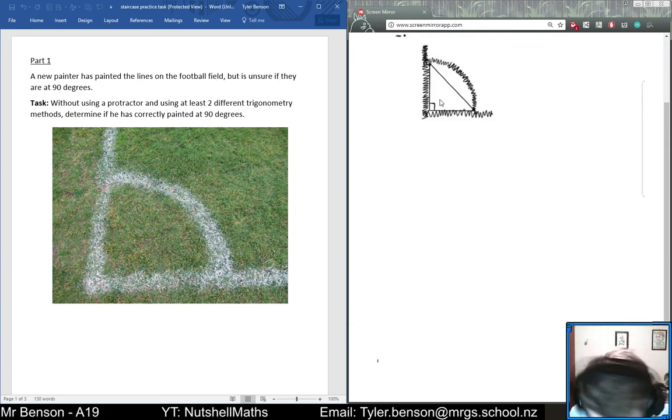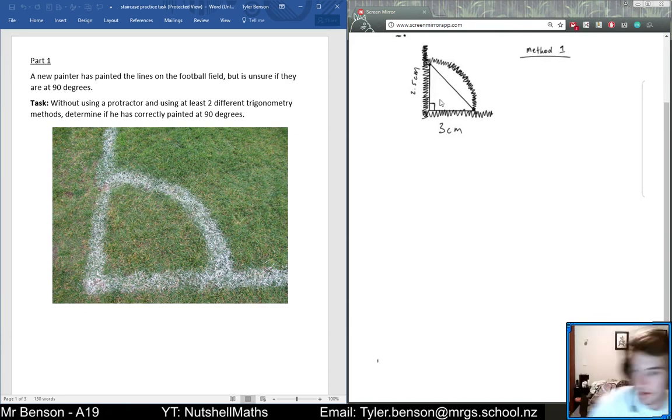I measure this one to be 2.5 centimeters. Hopefully you can see that okay. My handwriting's bad, tell me if it needs to be bigger. And I'll write this one nice big, 3 centimeters. Okay, so far so good. Now the way I see it, we have 2 methods that we have to tick off. Okay, so let's look at method 1.